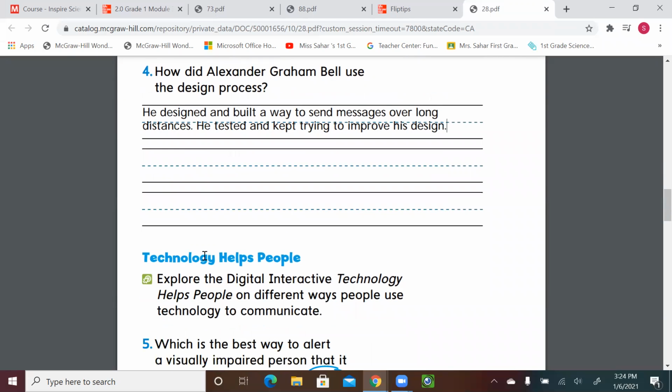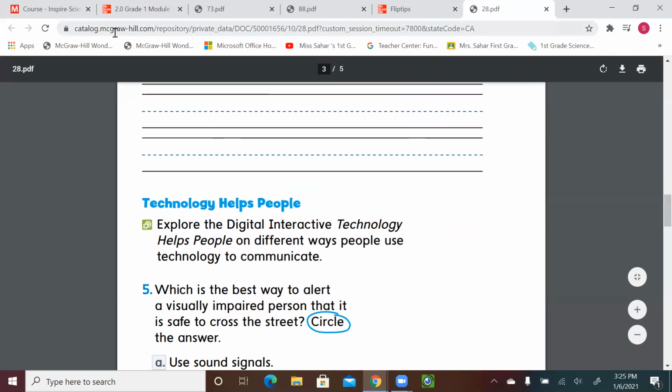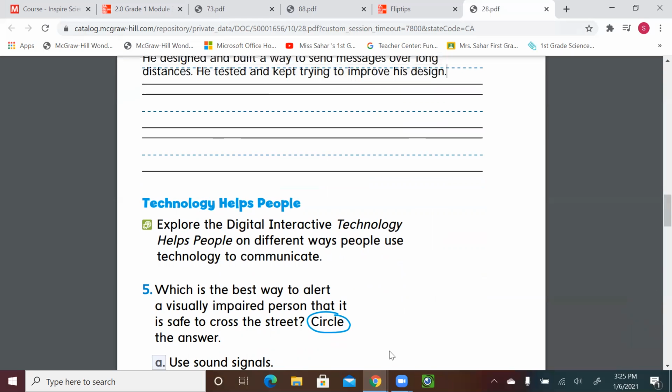All right. Number 4, or the fourth part, technology helps people. Explore the digital interactive: technology helps people in different ways. People use technology to communicate. So we're going to see this one. Okay, so let's see the second part. Explore the digital interactive: technology helps people in different ways, people use technology to communicate.